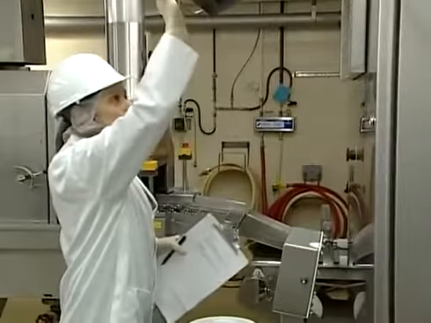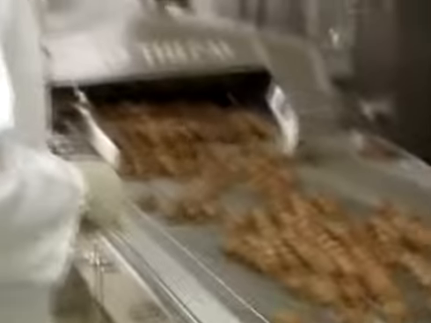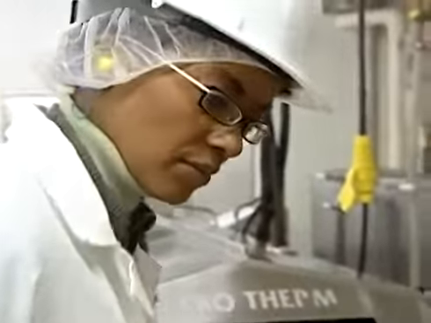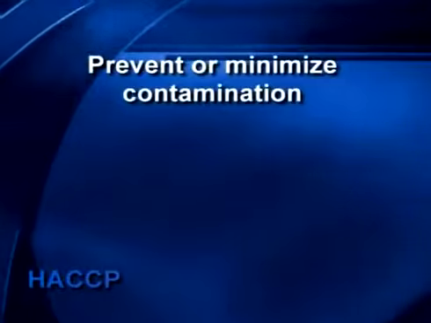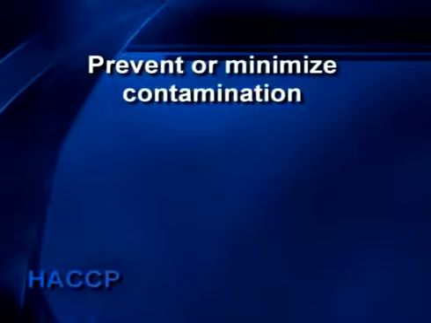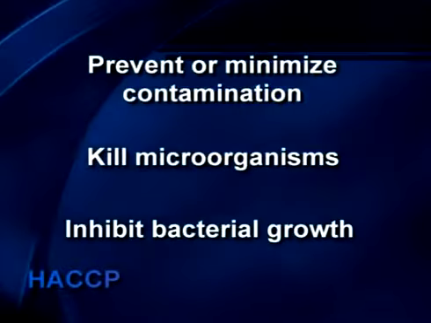CCPs are selected based on a hazard assessment and operational procedures. Remember, a critical control point is needed if there's any risk of illness or injury resulting from the failure of an operation to prevent or minimize contamination, kill microorganisms, or inhibit bacterial growth.